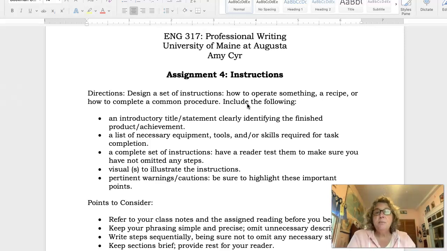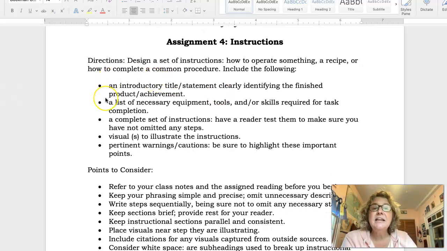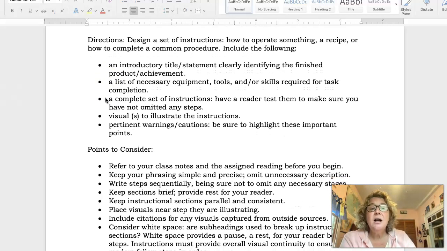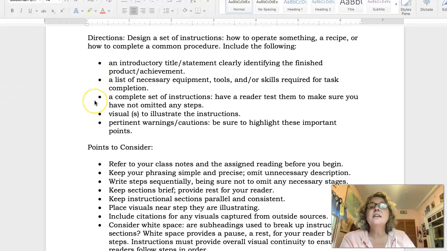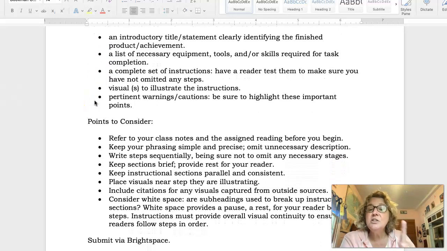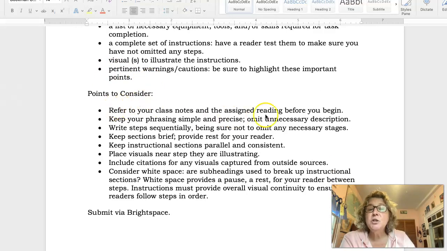In terms of the parameters of the assignment, let's look at that. You will be creating a title, so we are very clear on what it is we will be making, doing, etc. A list of everything we need, the complete set of instructions, and at least one visual. That's the new addition. Also, any kind of warnings that are necessary. As per usual, looking at all the available help that you have on Brightspace and in your textbook is going to be important.